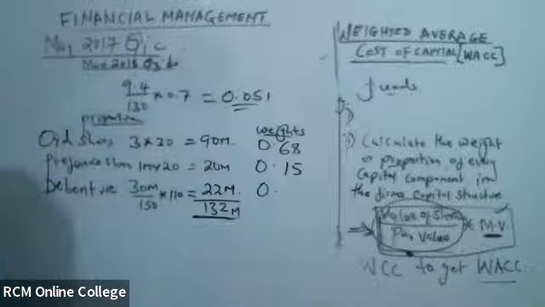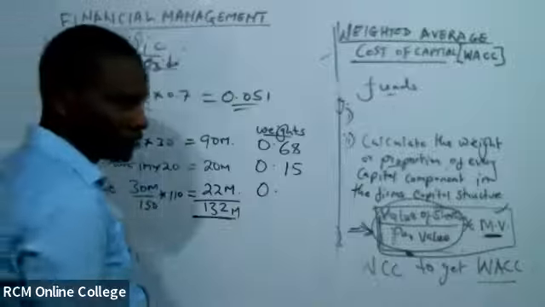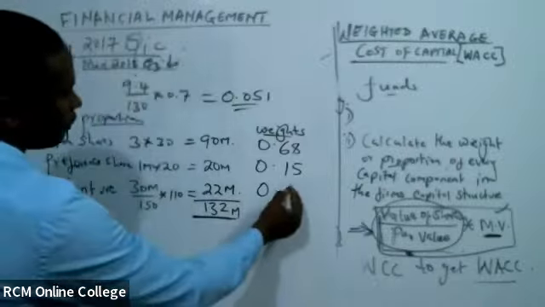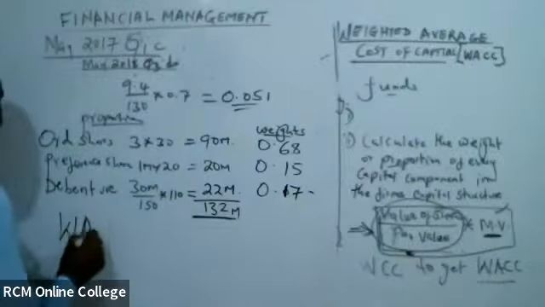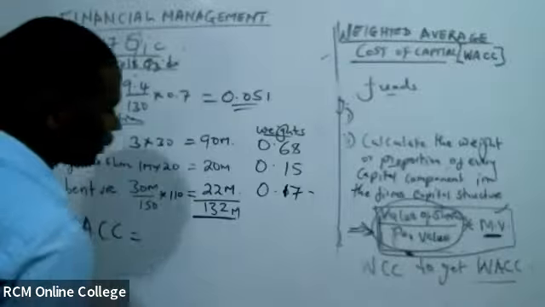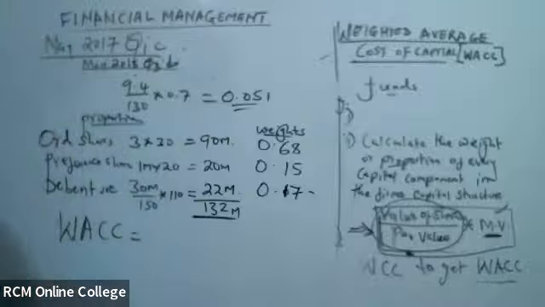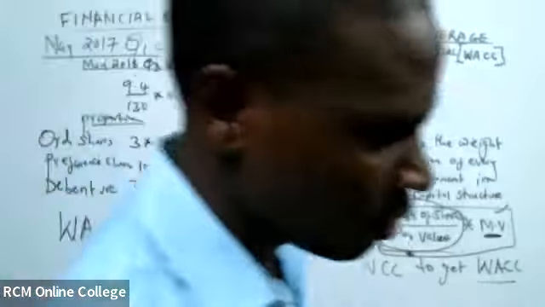Na ya mwisho sasa, ya mwisho ni ngapi? The last one class ni ngapi? 0.17. Please proceed and get our WACC. So everyone is now getting the WACC of that company. Please get the WACC of that company.